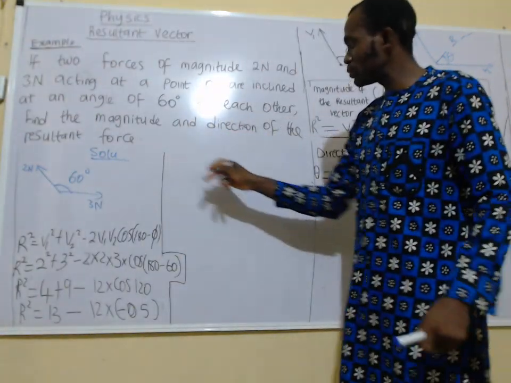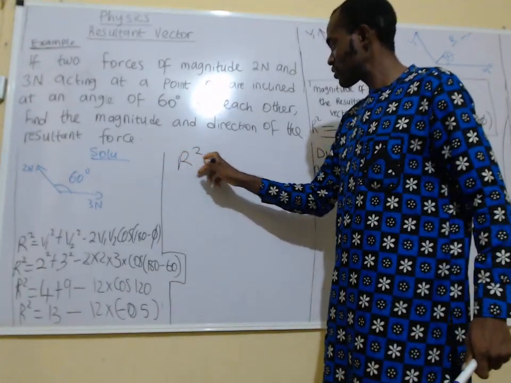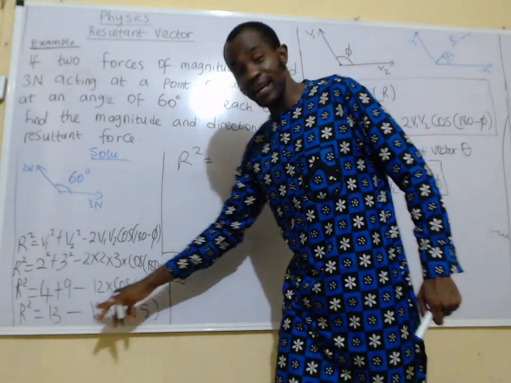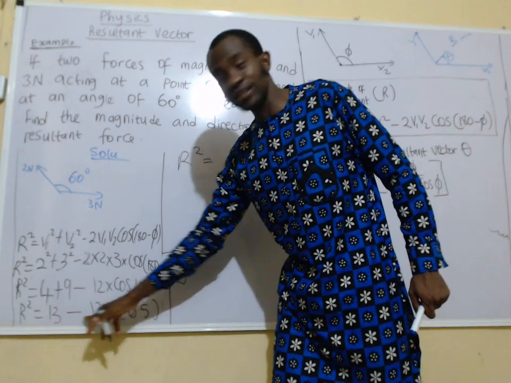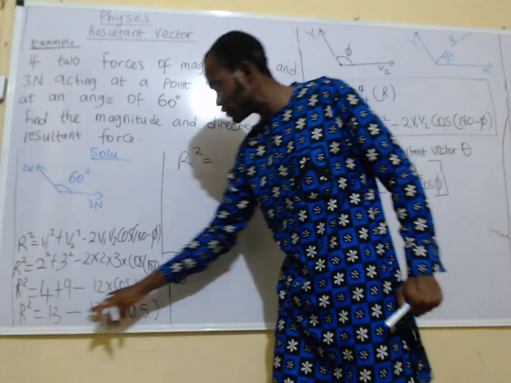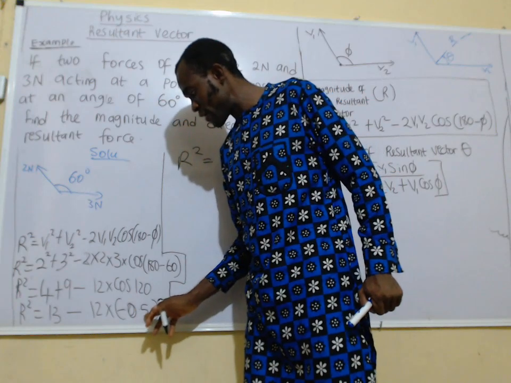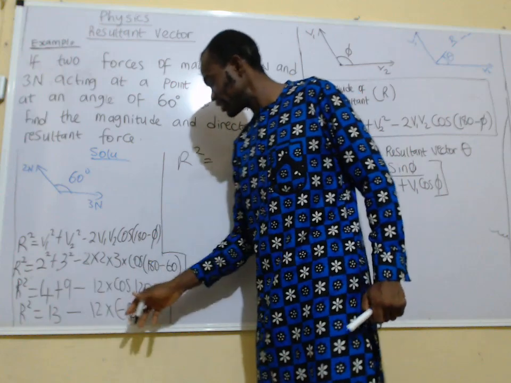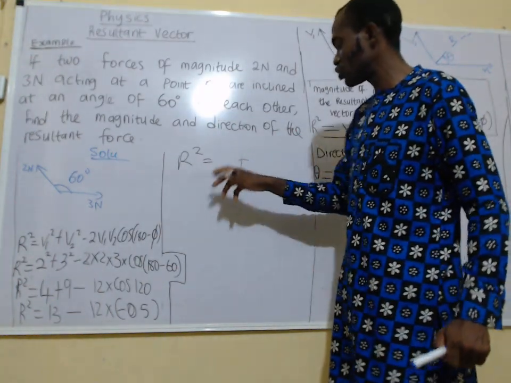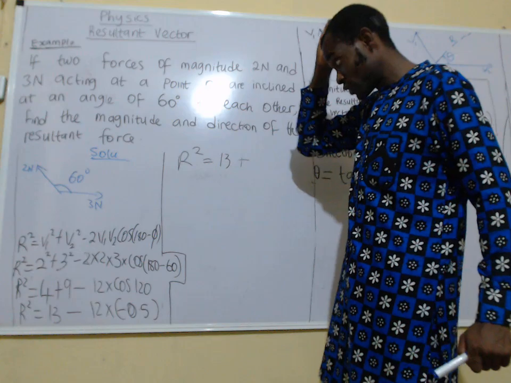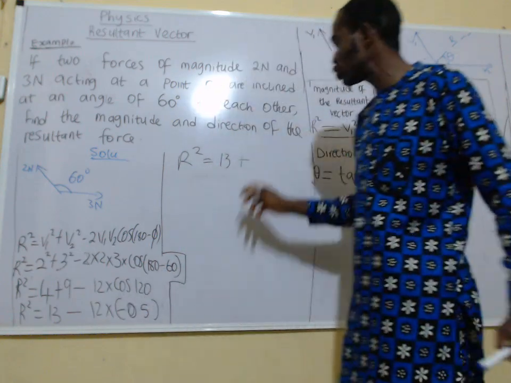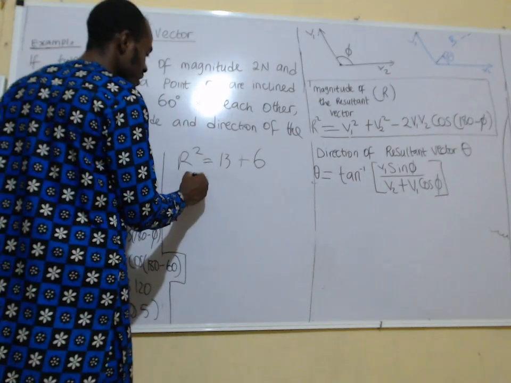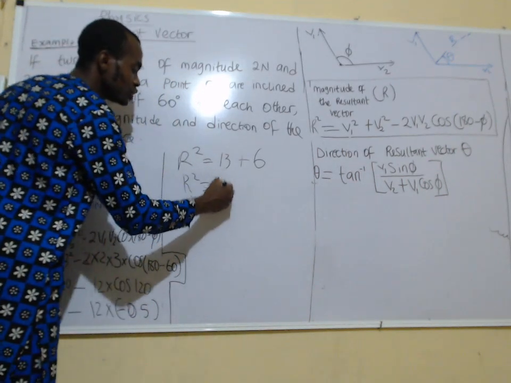Now from here to this place, r square. Now to times this negative sign, we have fed this negative sign. Mind you, you have to be mindful of this sign. This is minus 0.5, and at the back of 12 is also a negative sign. So the minus times minus will now give us plus. So 13 plus 12 times 0.5, which should give us 6. R square is equal to 13 plus 6, which is 19.